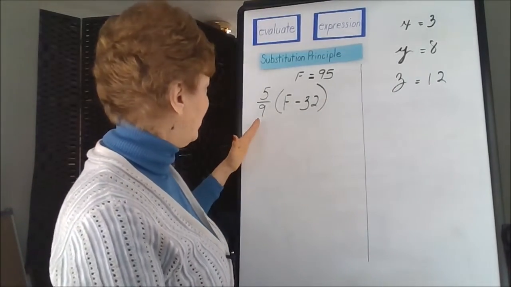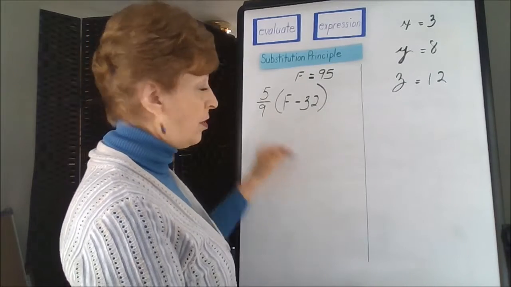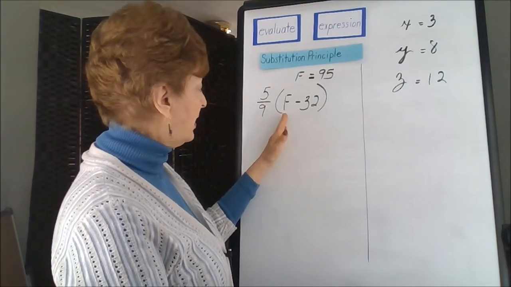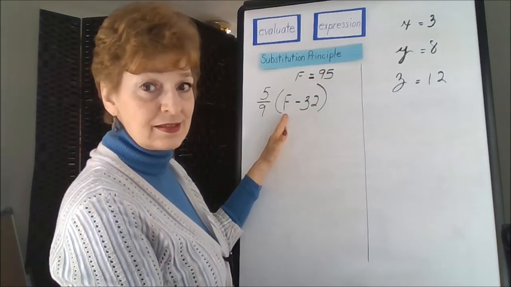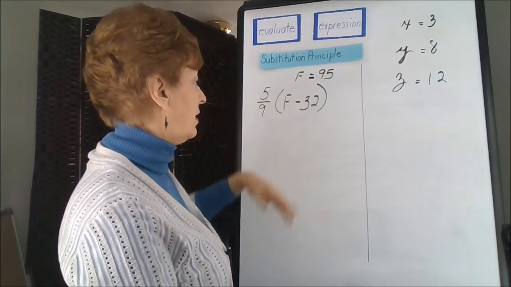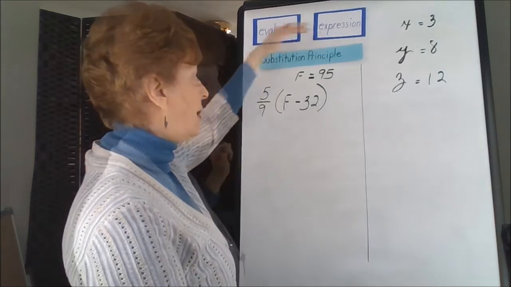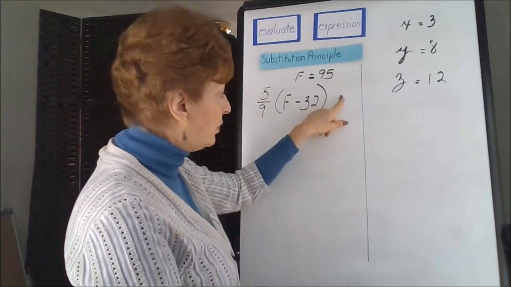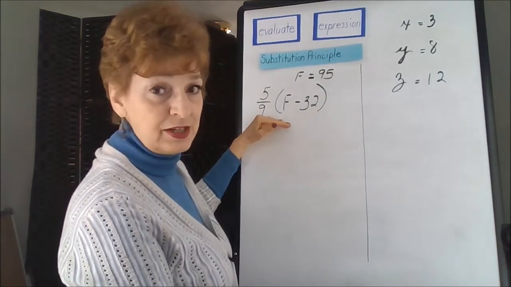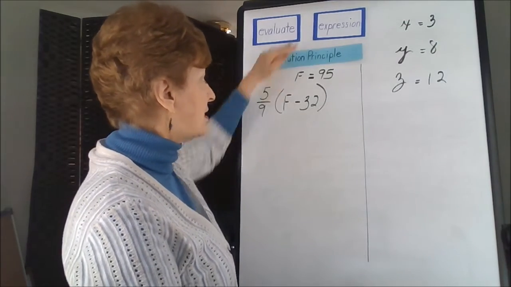Our next problem is here. This is actually a formula for changing Fahrenheit temperature into Celsius. So this is an actual formula, but it works out well for what we're doing because we are evaluating expressions. Because there is no equal sign on this equation, this is simply an expression.